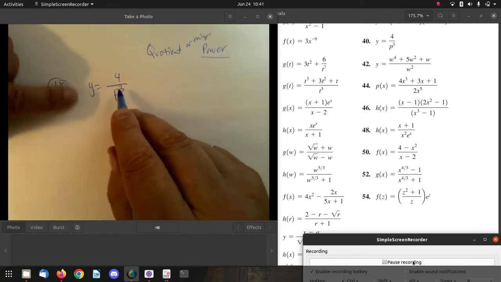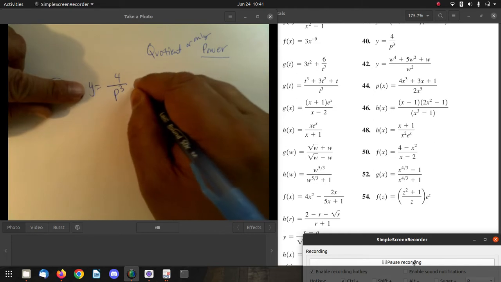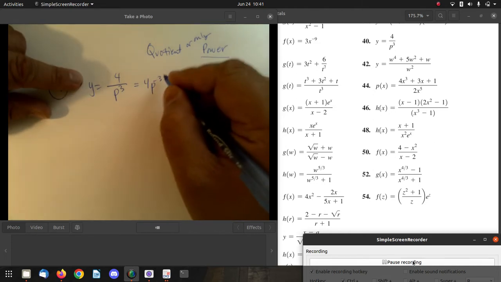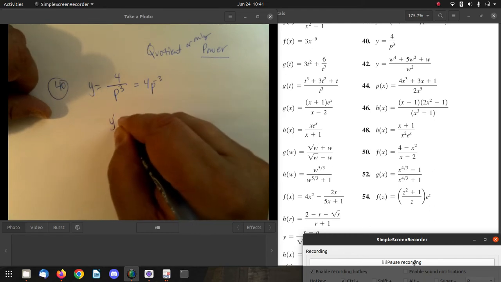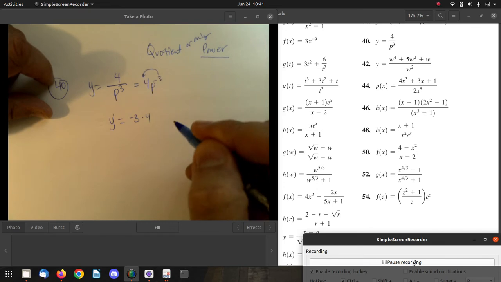Typically only the power rule would be best because the 4 is technically a constant. So I'll just remind you that this is 4p to the negative 3. And so if we want to do the power rule, y prime would equal negative 3 times 4. We move this to the front and multiply it.